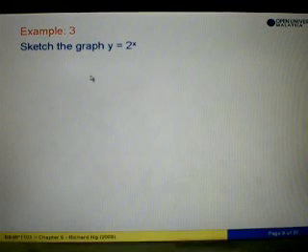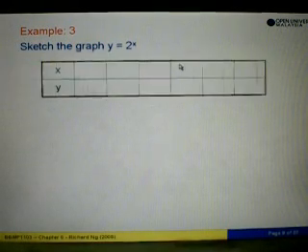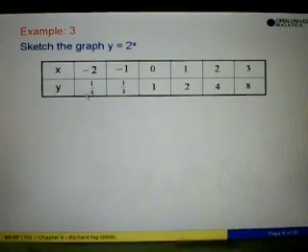If we are asked to sketch the graph y equals 2 to the power x, let's take some points here. When x equals negative 2, substitute into this equation, we will get 1 over 4. For x equals negative 1, substitute into this equation, we have 2 to the power negative 1, which equals half. When x equals 0, y will be 1. When x is 1, y is 2; x is 2, y is 4; and x equals 3, y equals 8.